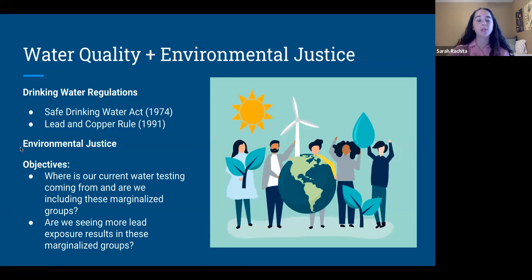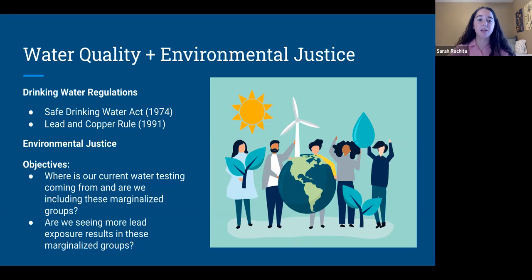So before we get started, I'll just talk briefly about water quality and environmental justice in general. Some of the big drinking water regulations that we've been focusing on recently is the Safe Drinking Water Act of 1974. Currently, the Safe Drinking Water Act regulates 90 different contaminants for drinking water, to make sure that the drinking water that you have is safe and isn't infiltrated with those contaminants. Of course, there are violations that happen to this, which I'll talk about in just a second.